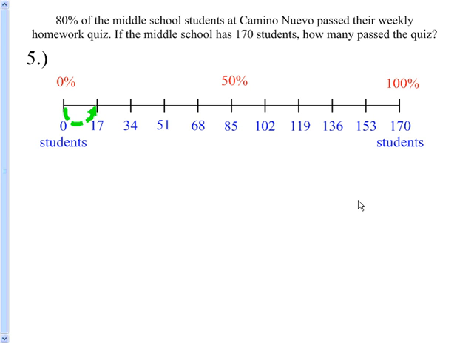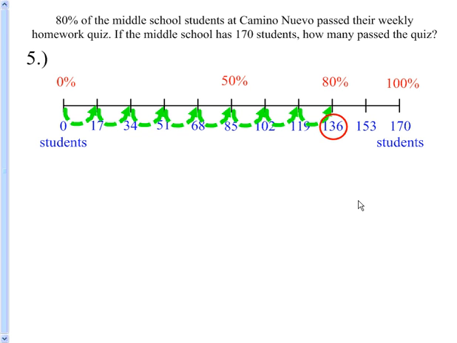Next, we could find the different intervals. That's 10%, 20%, 30%, 40%, 50%, 60%, 70%, 80%. That's what we were asked to find. If 80% of the middle school students at Camino Nuevo passed their weekly homework quiz, how many students passed the quiz?